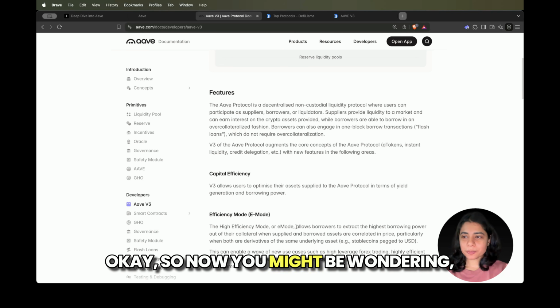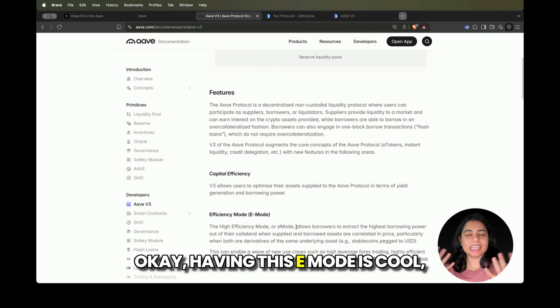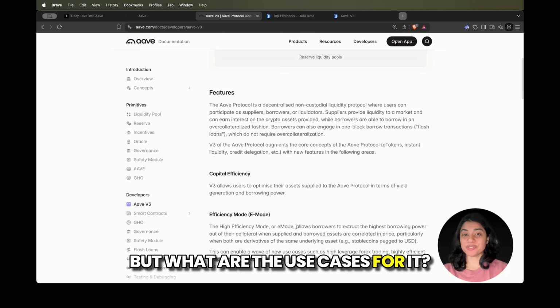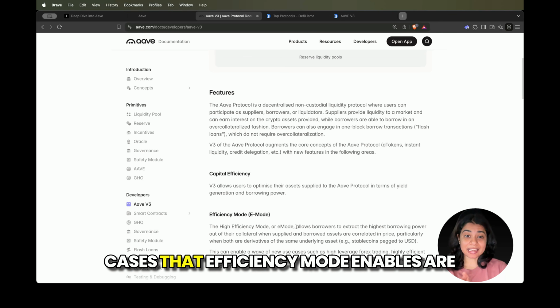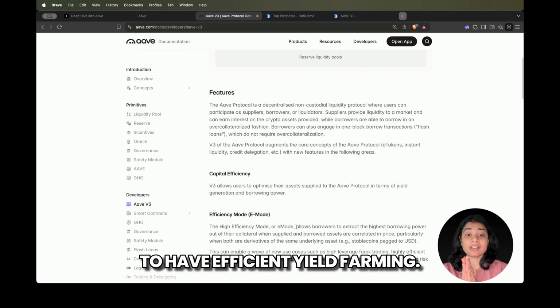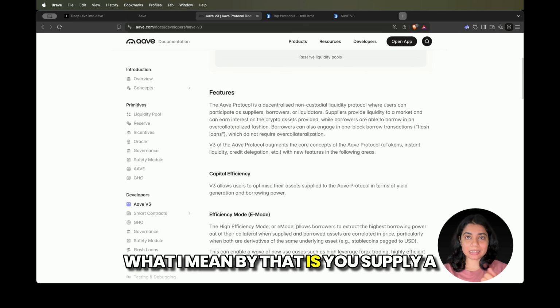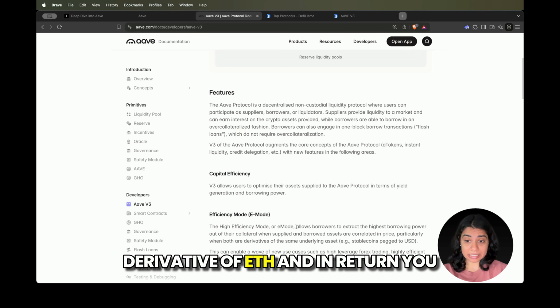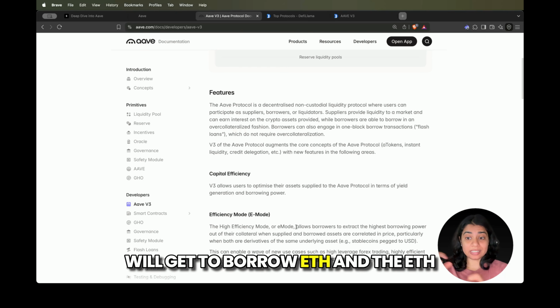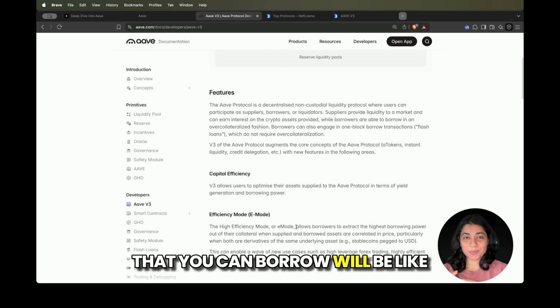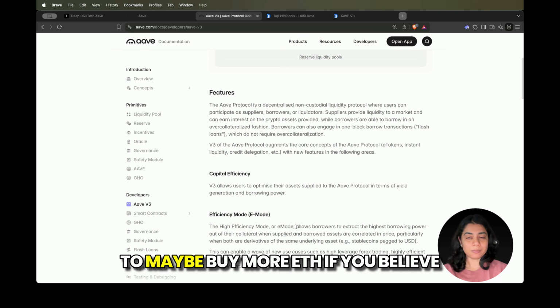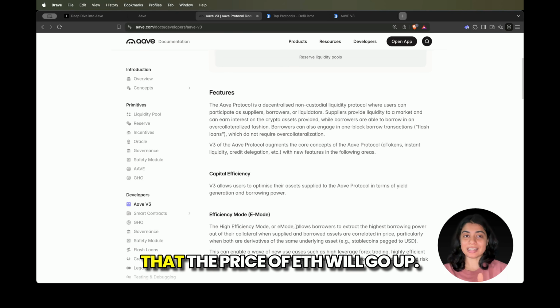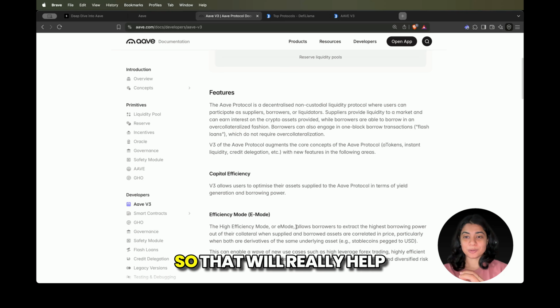Okay. So now you might be wondering, having this E mode is cool, but what are the use cases for it, right? So one of the use cases that efficiency mode enables is efficient yield farming. What I mean by that is you supply a derivative of ETH, and in return you get to borrow ETH, much more than was the case earlier, and you can use the ETH that you borrowed to maybe buy more ETH if you believe that the price of ETH will go up. So that will really help in doing the yield farming.